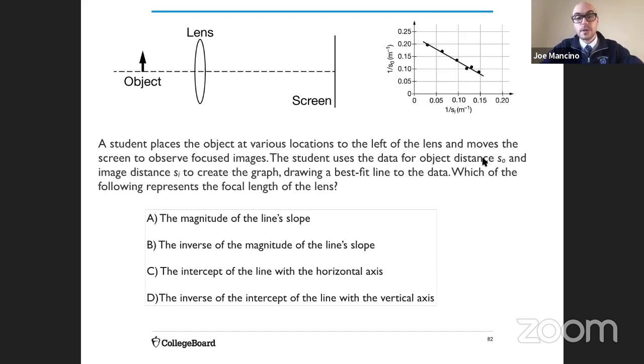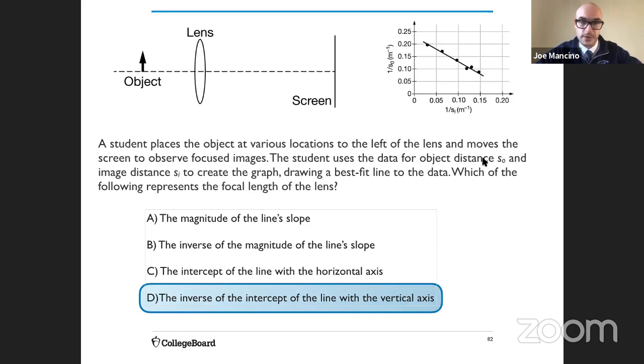So in the interest of time, we're going to continue moving, but knowing how to graph that relationship is really important if you're going to do a lens lab. When you get back to school, and I'm still saying when, I hope you get a chance to do this lab to determine the focal length of a lens. It's a blast, and you will find the inverse of the intercept of that line with the vertical axis gets you the focal length of the lens.